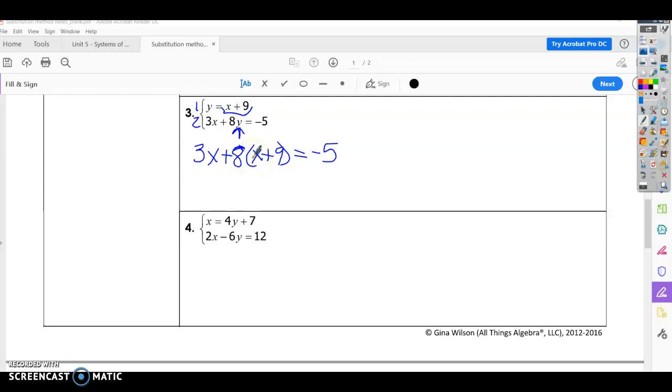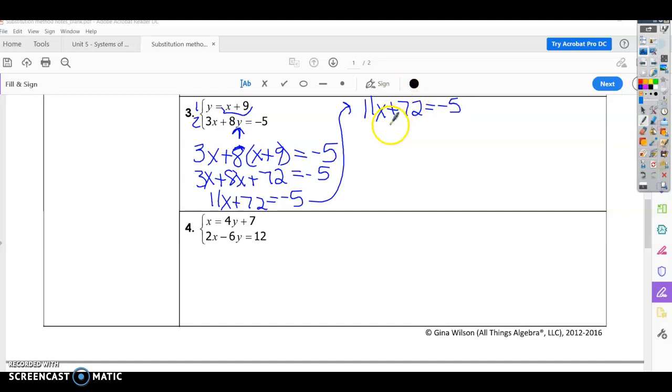All right, so now we're going to bring down the 3x, and then when we distribute, we have 8 times x, and we have 8 times 9. So again, you don't want to have just the 9 there. You have to make sure you distribute that 8. All right, 3 plus 8. These are on the same side, so we're combining like terms. 3 plus 8 is 11x plus 72 equals negative 5. And then I'm going to bring that up here. So I've got 11x plus 72 equals negative 5.